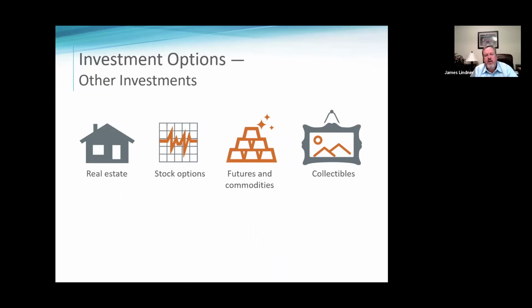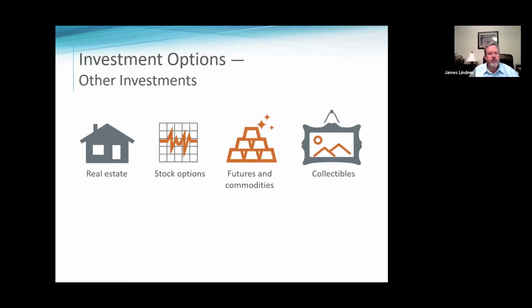The other investments, you've got real estate. Some people like to buy rental homes. Stock options: you can actually buy options that give you the opportunity to buy the stock at certain prices. So if you buy an option at $50 a share, and the stock goes up to $100 a share, well, you paid a certain amount for that right to still go back and buy it at 50, which means you've got a $50 gain built in, but you didn't have to buy the stock. It's an interesting way to do it.